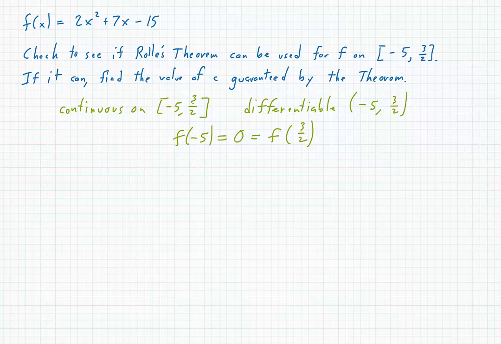That is, the instantaneous rate of change will be equal to the average rate of change of the function over the interval. So we're going to need the derivative. So let's consider f'(x) = 4x + 7, and let's set that equal to 0. That's what we're being guaranteed, is that somewhere in the interval the derivative is 0. And if we solve that, we find out that x is equal to -7/4. -7/4 definitely lies somewhere between -5 and 3/2, so that is the value of c that Rolle's theorem guaranteed for us.